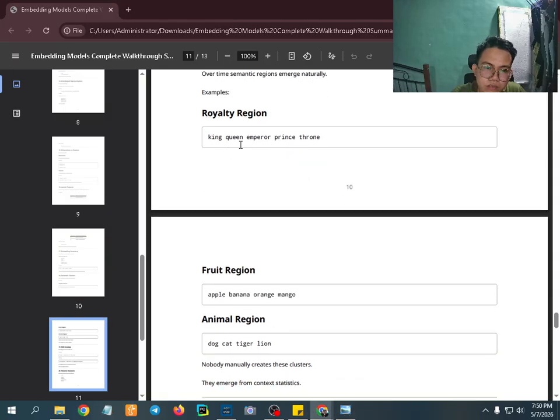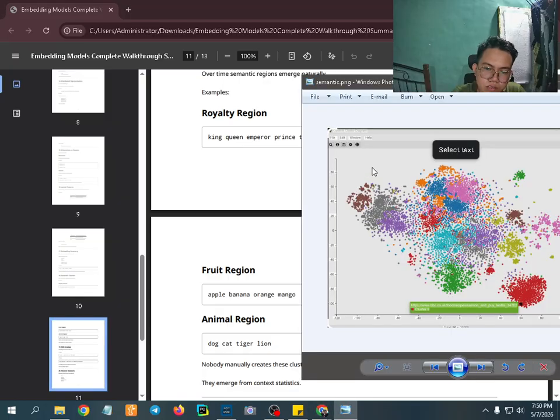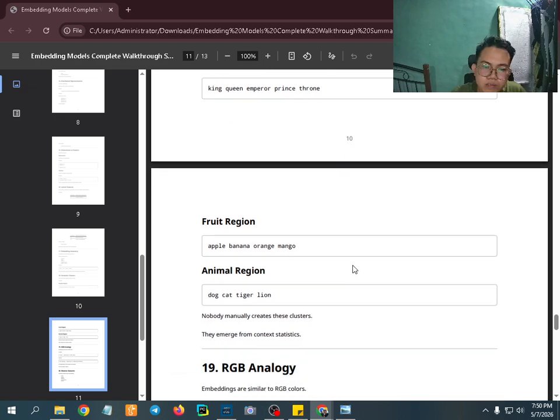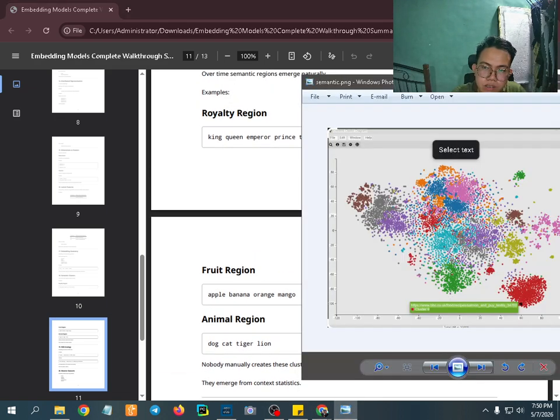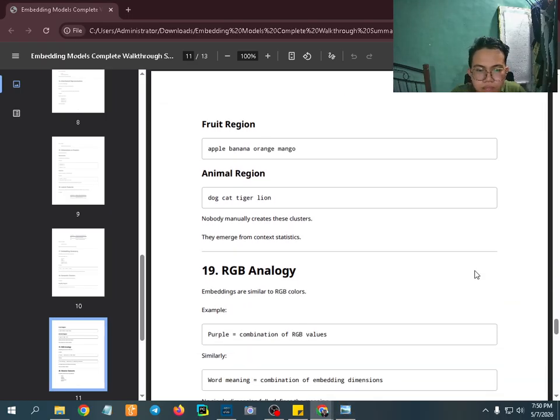Examples: the hereditary region has king, queen, emperor, prince, throne. The animal region is over here. And nobody manually creates these clusters. They emerge from context statistics automatically during the training, because the vector values are adjusted, so they naturally form the different regions.